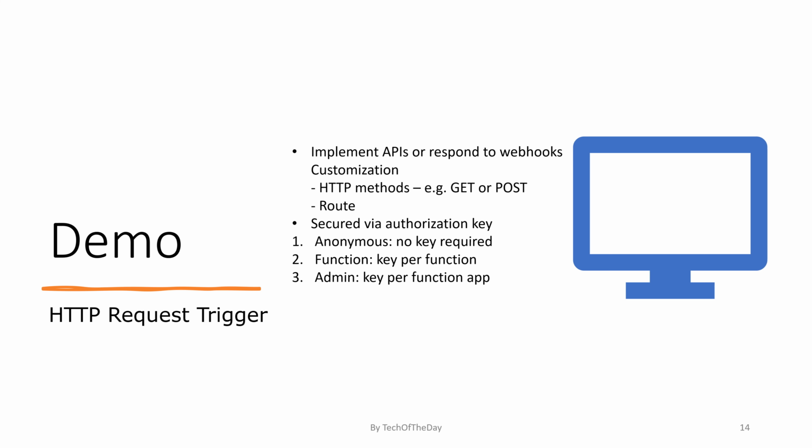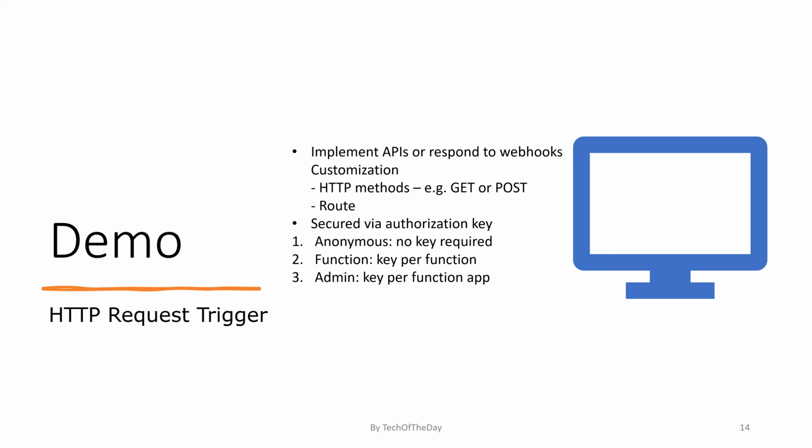Anonymous level means your function doesn't require a key. Function level requires callers to provide a key that's specific to just that function, and the admin level requires a key that can be used for all the functions in the function app.